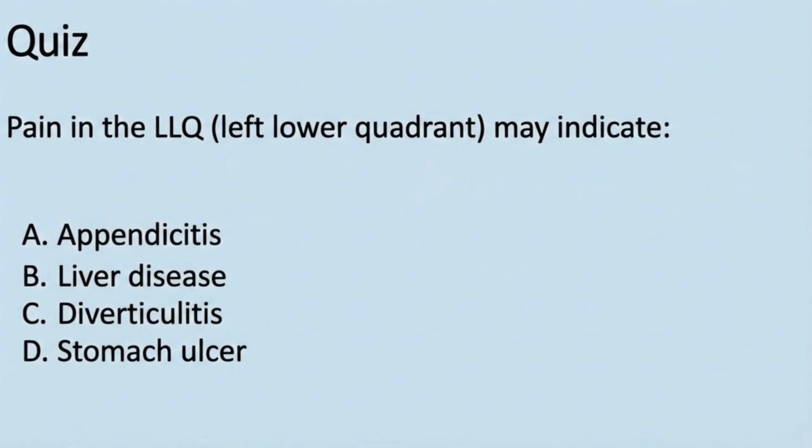Consider which organs are located in the lower left side of the abdomen and what conditions commonly affect that area. The correct answer is C, diverticulitis. Pain in the LLQ is often due to inflammation in the large intestine, such as diverticula. Clinicians look for tenderness, fever, and bowel changes.